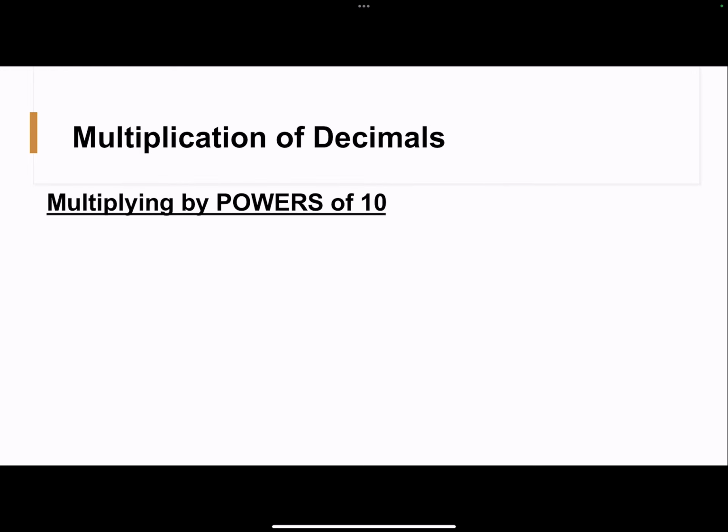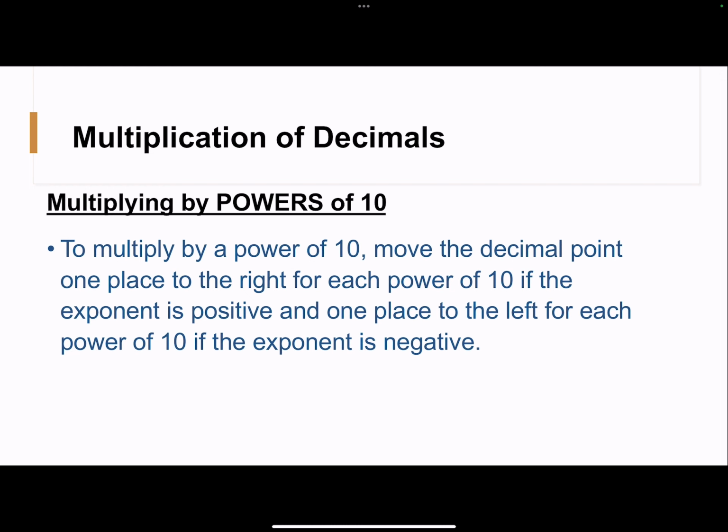When you're dealing with decimals, it's very easy to multiply by powers of 10. When you multiply by a power of 10, all you have to do is move the decimal place 1 place to the right for each power of 10. So if you're multiplying by 10 only, you would move the decimal 1 place to the right. If you're multiplying by 100, you would move the decimal place 2 places to the right. Basically, however many zeros are in the power of 10, that's how many places you're going to move it. That is if the exponent is positive. You're going to do the same thing, but in the opposite direction. You're going to move it to the left for each power of 10 that's negative. Let's look at some examples.